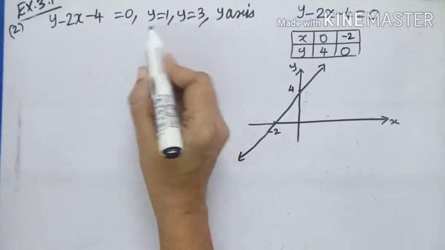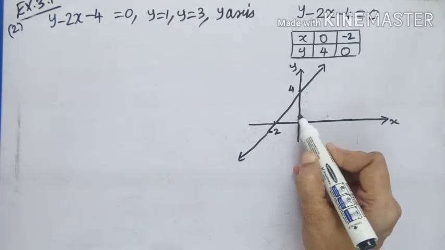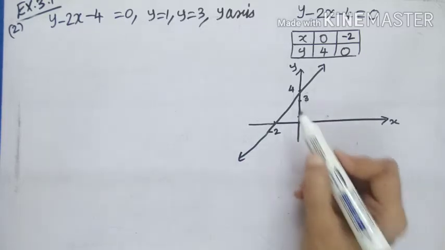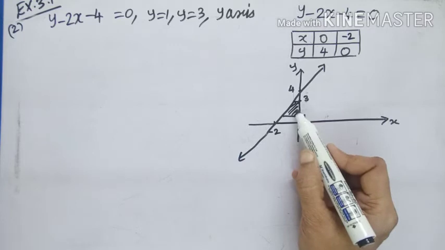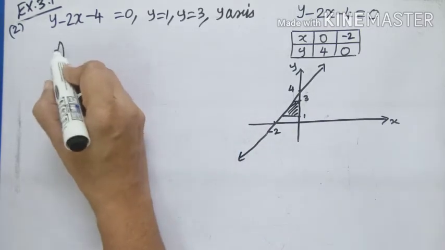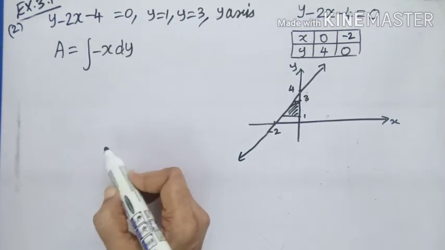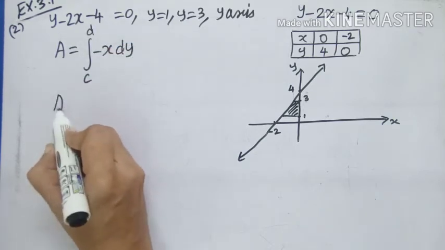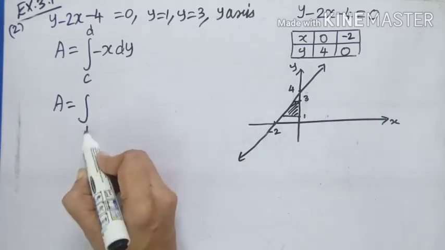The limits given are y equals 1 and y equals 3. This is y value 1 and this would be y value 3. So I want this portion, and the portion is coming to the left of the y-axis. So what is the formula? Whenever it is to the left, it is minus x dy. The limits are from c to d. In this question, the limits are from 1 to 3.